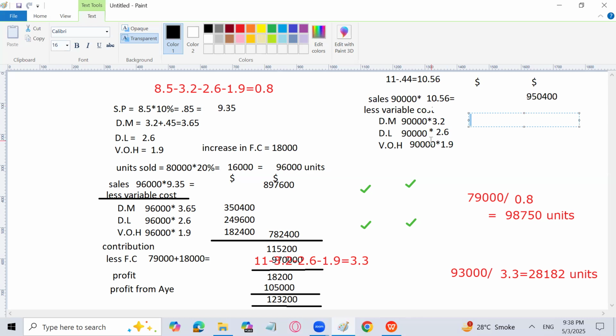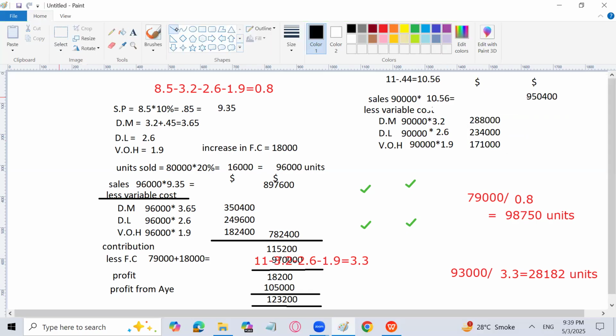90,000 into 3.2, that is 2,88,000. Then 90,000 into 2.6, 2,34,000. Then 90,000 into 1.9, 171,000.